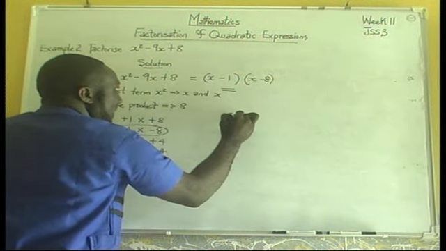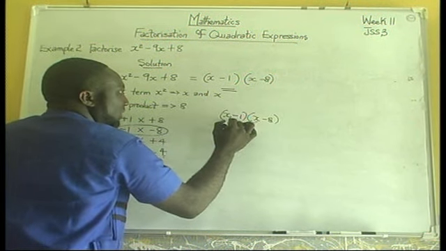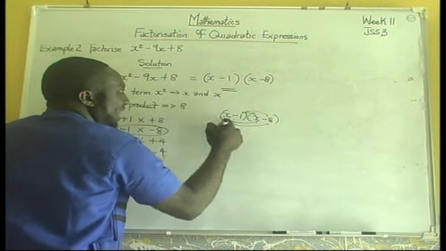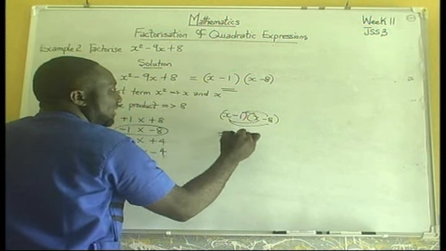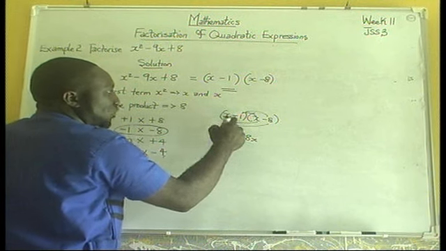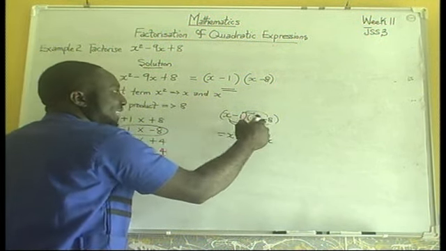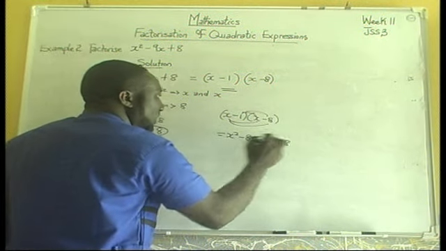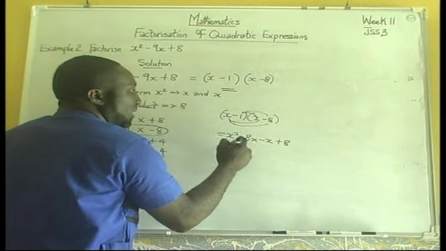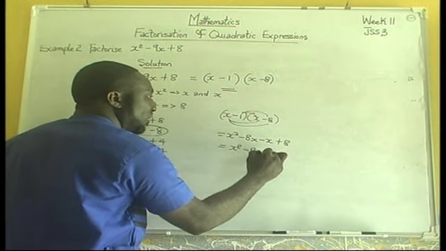Let's check it. x minus 1, x minus 8. Now let's open it. X times x is x squared. X times minus 8 is minus 8x. Minus 1 times x is minus x. Minus 1 times minus 8 is plus 8. So we have x squared minus 8x minus x, which is minus 9x, plus 8.